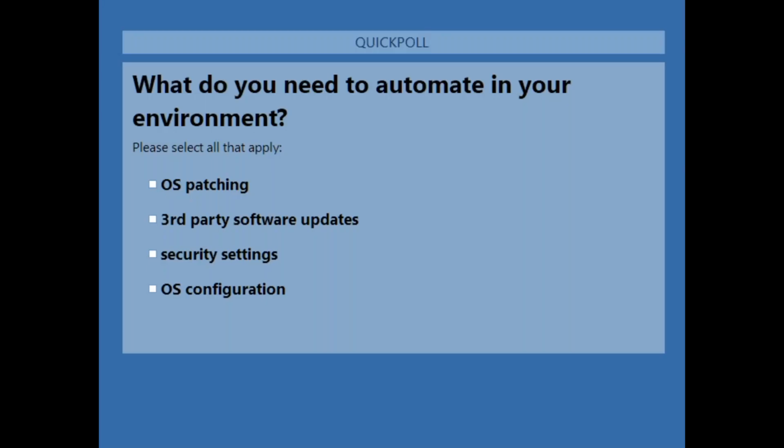Lane, if you wouldn't mind, please launch the second poll. What do you need to automate in your environment? Okay, OS patching, third-party patching. There's probably a lot longer list that people wanted to see, but we wanted to see if these are all of interest to people. Security settings, OS configuration, and we'll see how that rolls. This one, I almost feel like we need to have more selections only because people need to do most of this stuff.